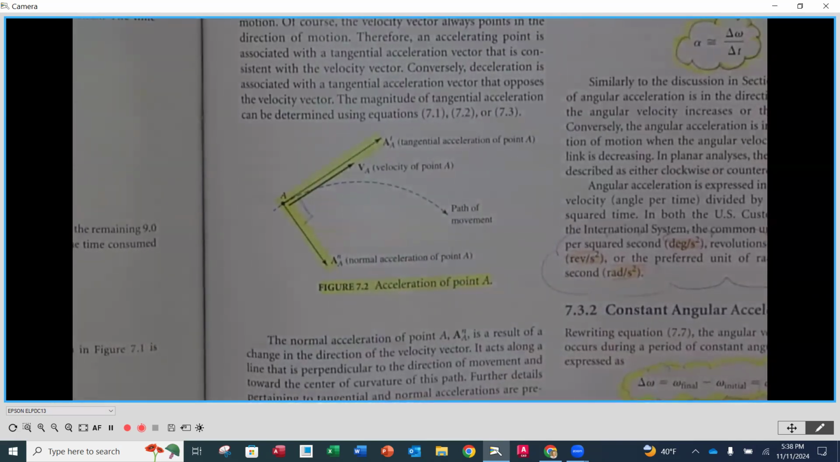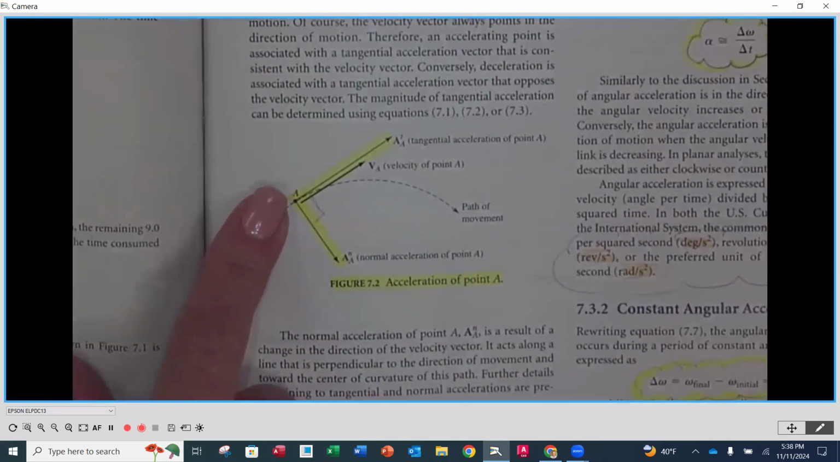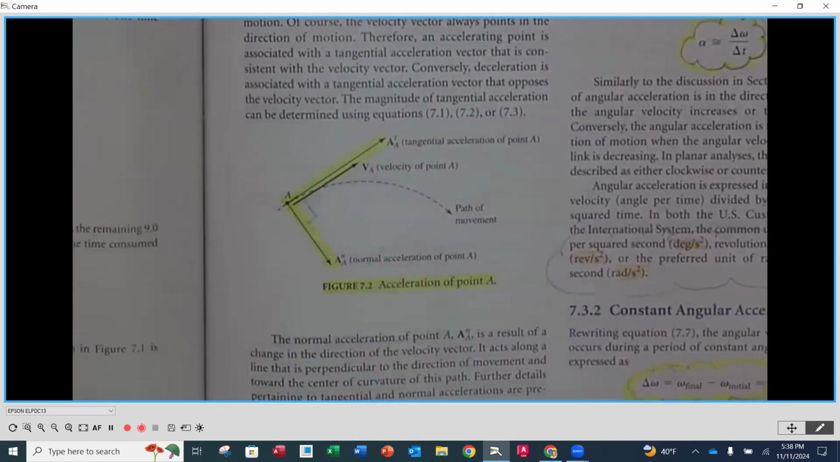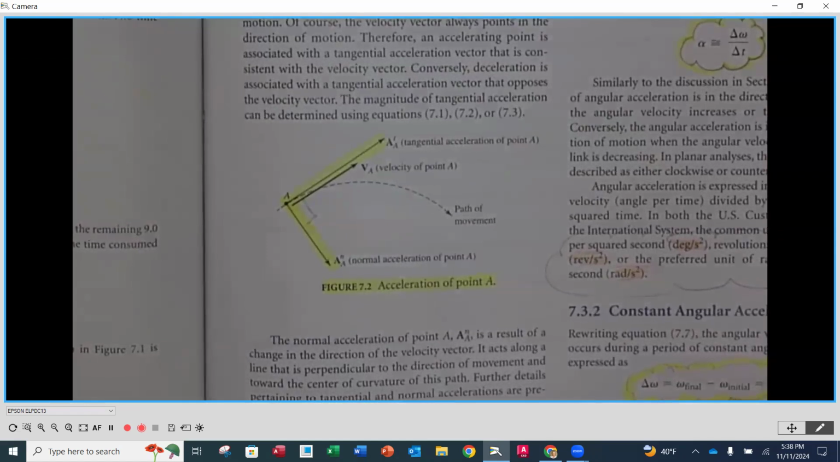Now, the other component of acceleration is the normal component. The normal component is going to be perpendicular to that tangential, and it's always going to point from the point we're looking at towards its center of rotation. Always. It's never pointing out, ever. This is what's holding it in a circular path. I shouldn't say the force, but it's the acceleration that's holding it there. We'll talk about that a little bit later.